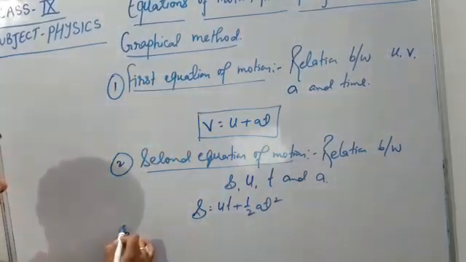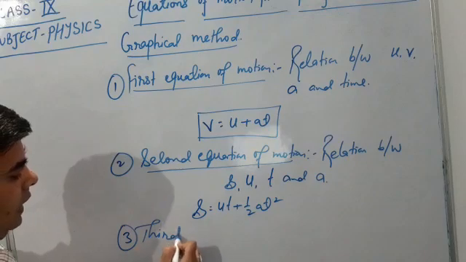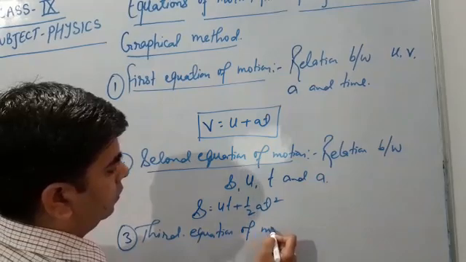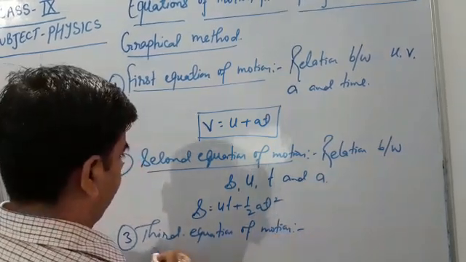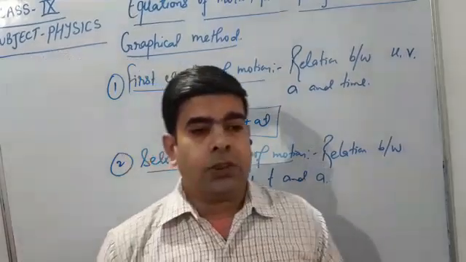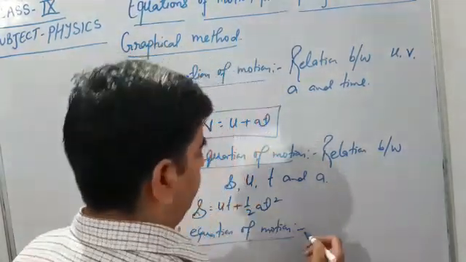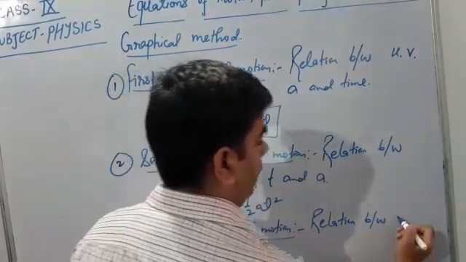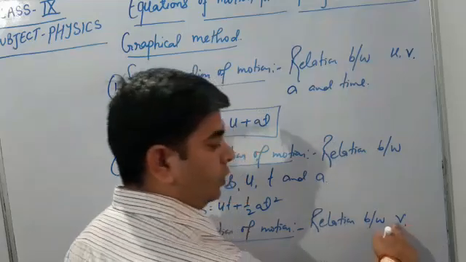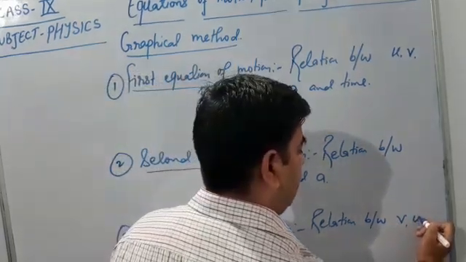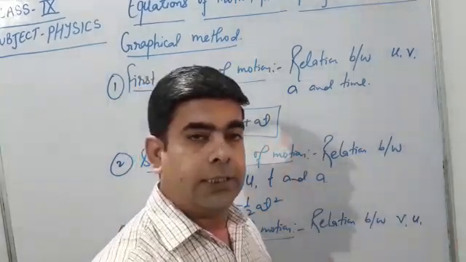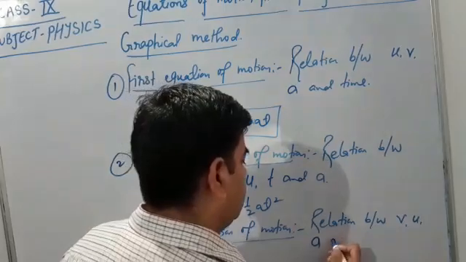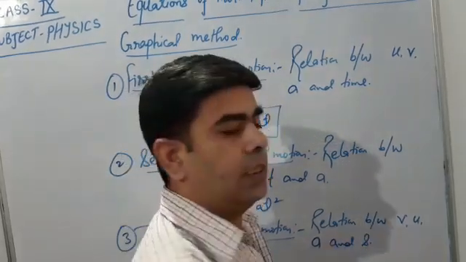Now the third equation of motion, the relation between final velocity, which we denote by a small v, initial velocity, which we denote by a small u, acceleration and distance traveled, which we denote by a small s.